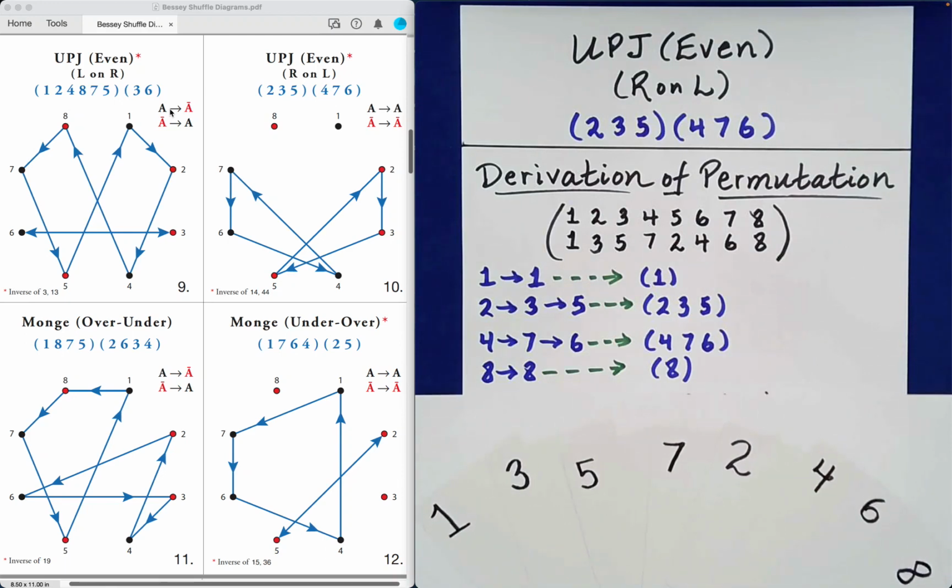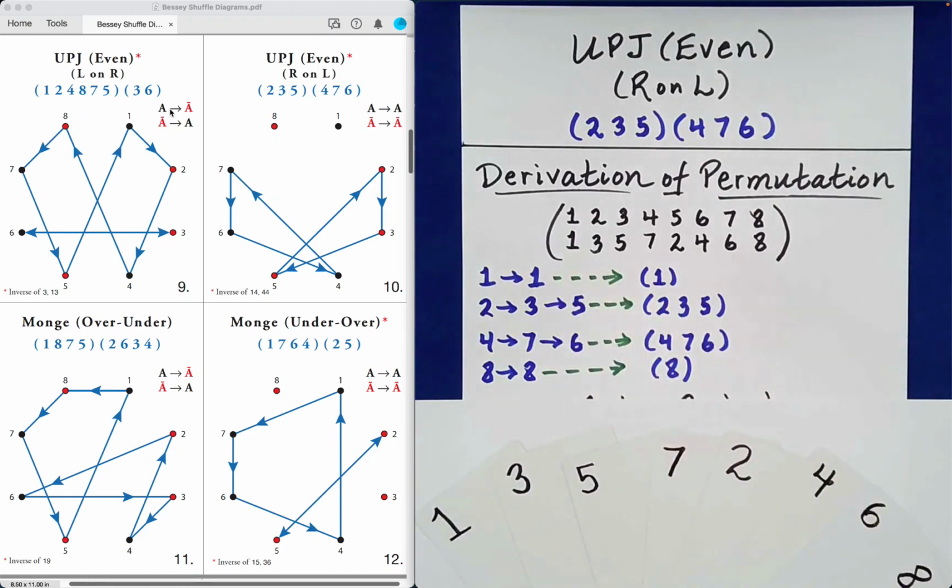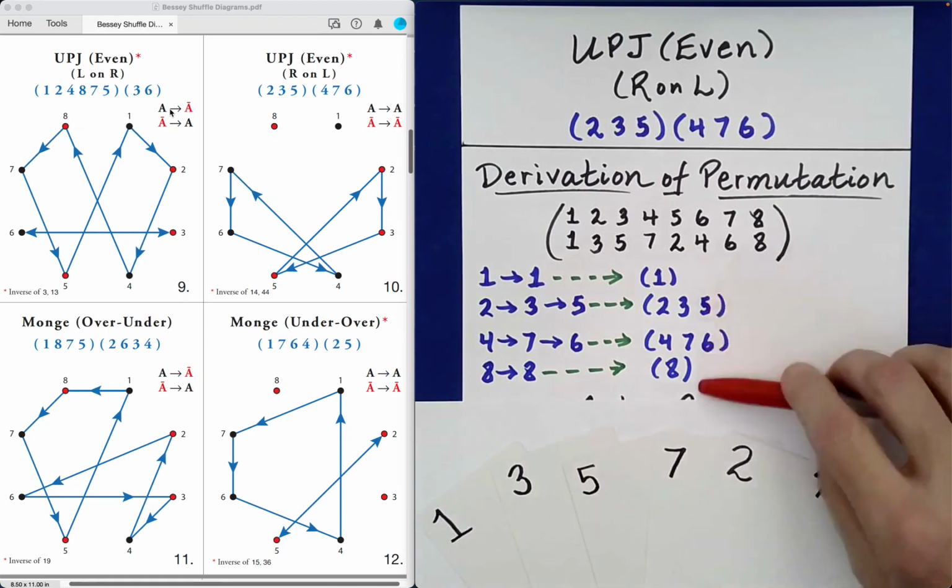Okay, so that's kind of fun. So positions 1 and 8 are fixed points. And then all of the other cards in the middle are kind of moving around among themselves in some fashion. In fact, in the way that we've just listed here.